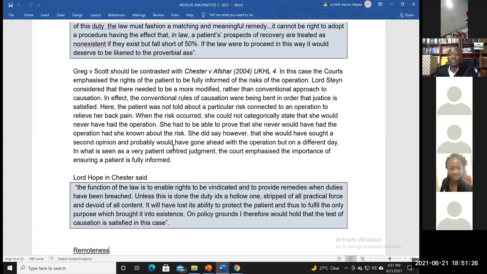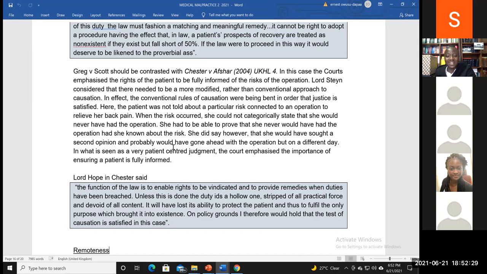During the trial, she couldn't state that right away. And she had to be able to prove that she never would have had the operation had she known about the risks. But she stated during the evidence that she would have sought a second opinion and probably would have gone ahead with the operation, but on a different day. So the patient is saying that if the doctor who attended to me had told me about this risk, I could have gone to another expert to seek a second opinion before I made up my mind. And because I was not told, I couldn't have gone for a second opinion, or probably I could have even avoided undergoing the procedure, and the risk that I have suffered now would not have materialized.